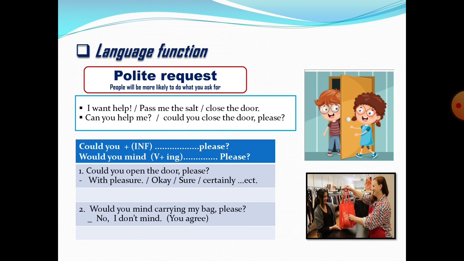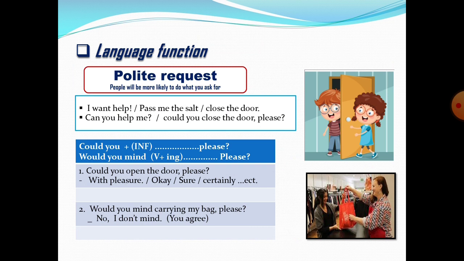So grammatically, what is the difference between the two ways? The first one, could you, the verb must come in infinitive form. That means the verb with no s, no es, no d, ed, ing, and so on. So the basic form. So: could you help? Could you close? Could you write? Could you read? And so on.